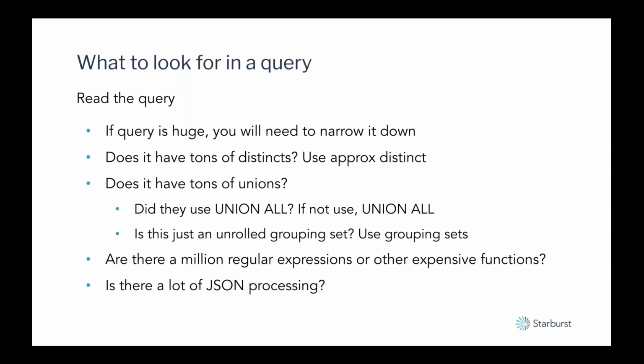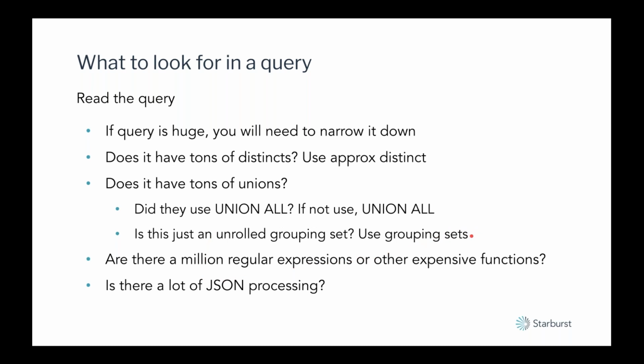But big things to watch out for. Are there a million distinct clauses? If so, teach them how approx distinct works. You know, the approx count distincts and things like that. Do they have a ton of unions? Did they happen to not use union all? If not, they're actually doing distincts. Distincts are slow. Teach them how union all works. Did they write grouping sets by hand? If so, teach them how grouping sets works. This is, by the way, super common.